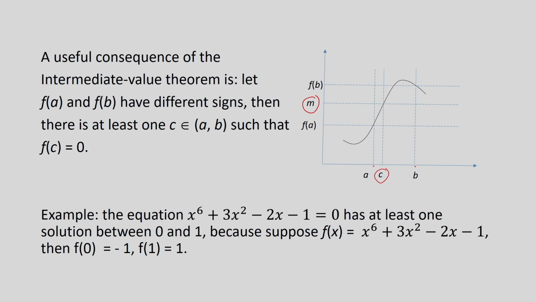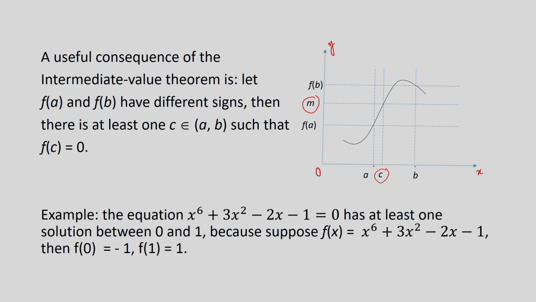So, obviously, here geometrically y equal to m is a straight line, a horizontal line, and this line will intersect this function at least once. In our case, it is intersecting only once, and that point has the value of x equal to c.